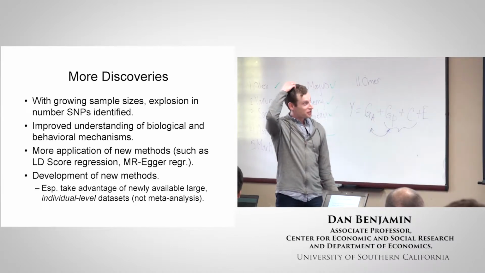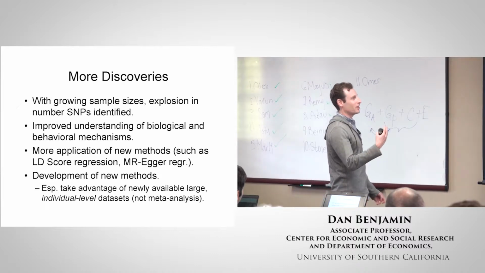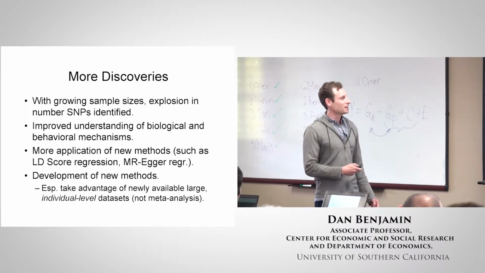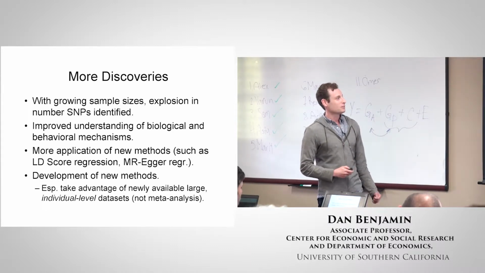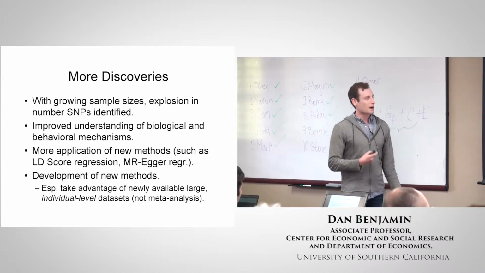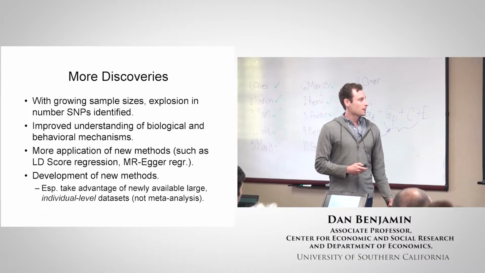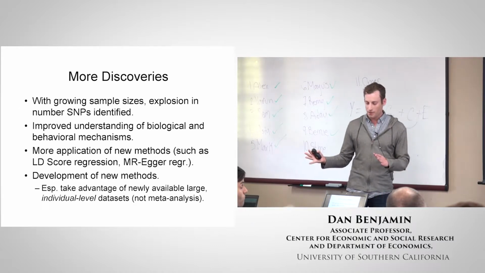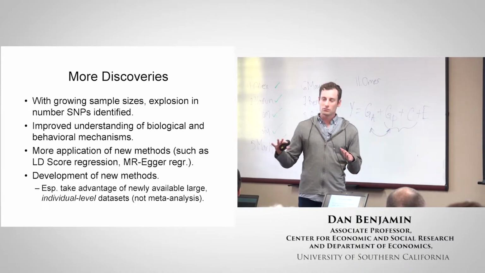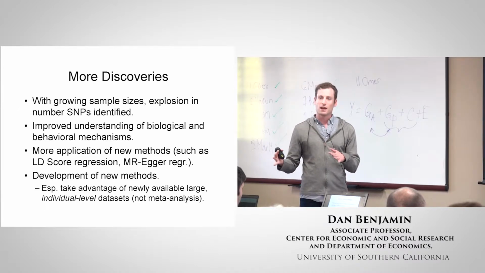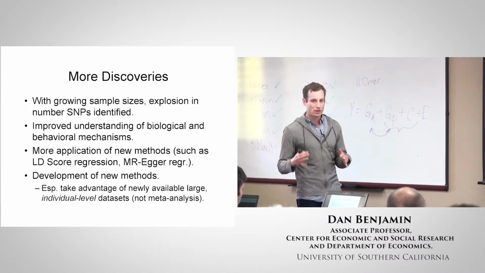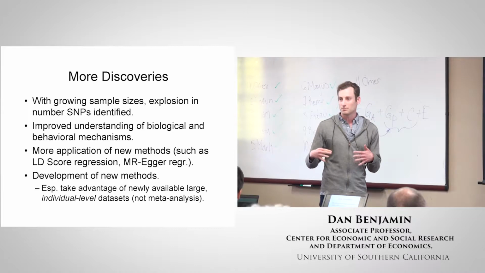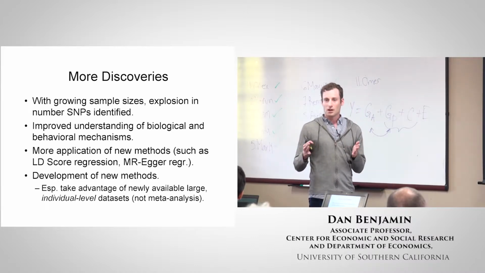I think it's also safe to predict that with growing sample sizes, we're going to see even further explosion in the number of SNPs that are identified, better understanding of the biological and behavioral mechanisms underlying the associations, more applications of and development of new methods. I think something we're going to see, which is a change from the status quo right now, is that with large biobanks like the Estonian Biobank and the UK Biobank, where you can get access to individual level data, we're going to start seeing development and use of more powerful methods that use the individual level data. Whereas to date, there's been a lot of emphasis on developing methods that work with summary statistics.